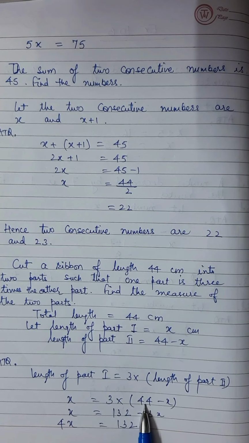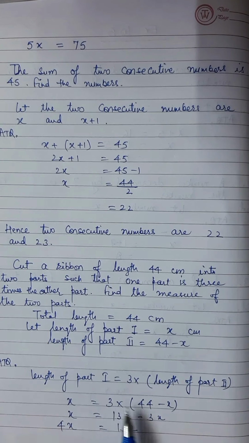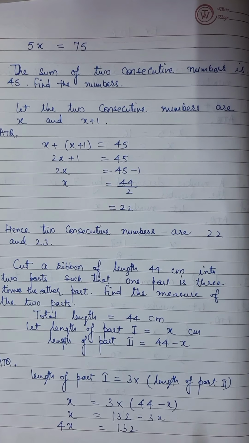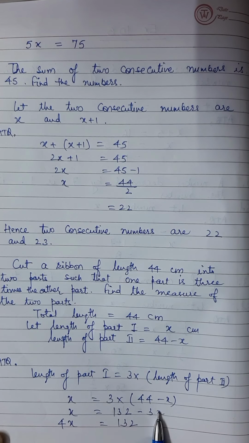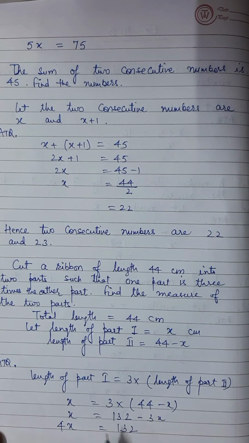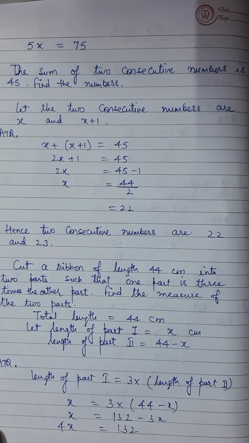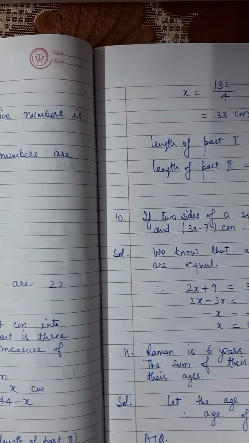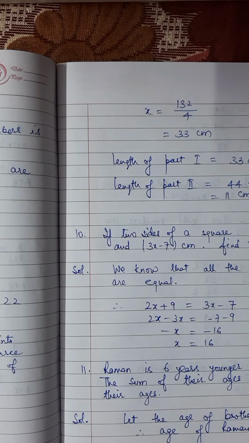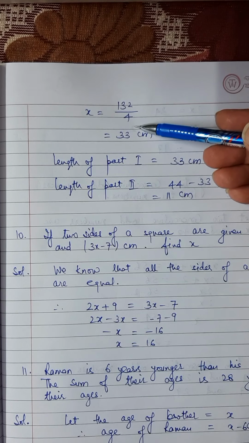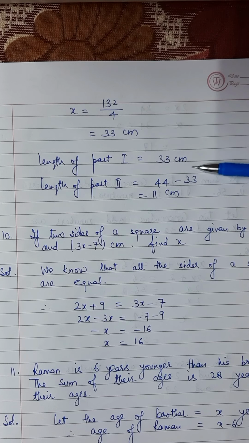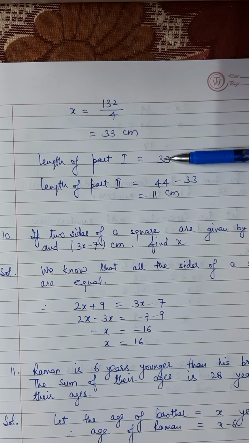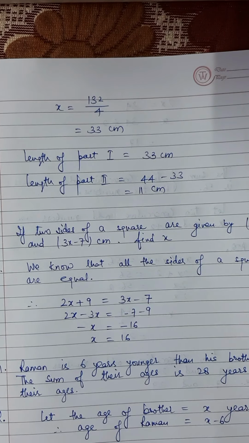It becomes 3 multiplied by 44 gives 132. When we multiply 3 by x, we get minus 3x. Now taking this 3x into the left hand side, this x and this 3x becomes 4x. So 4x is equals to 132. Now we have to divide 132 by 4. We get 132 over 4, that is 33 centimeter. Now the length of part 1 is 33 centimeter and length of part 2 is 44 minus 33, that is 11 centimeter.